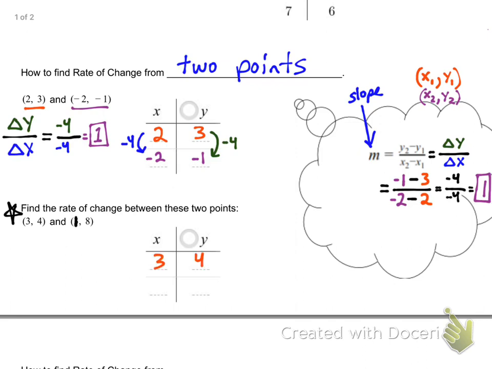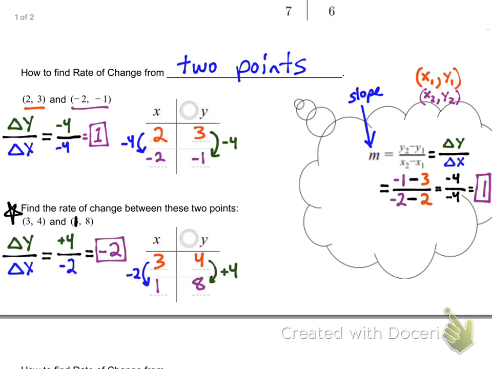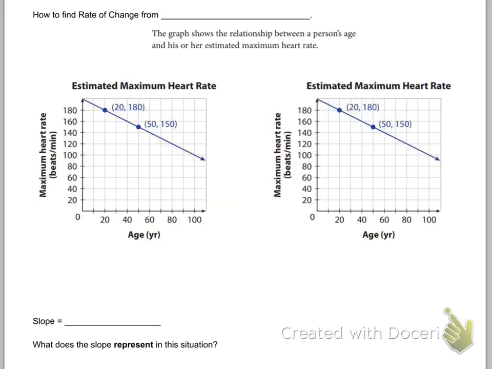All right, all done. Here's what I did. Doesn't matter which order you write them in, as long as the 3 and the 4 are next to each other and the 1 and the 8 are next to each other. The y is going up by 4 and the x is going down by 2. So I got in the end -2. All right, make sure you simplify those fractions as well.